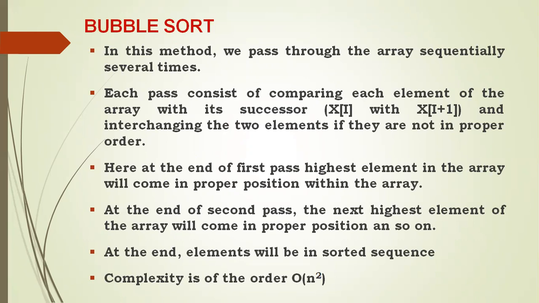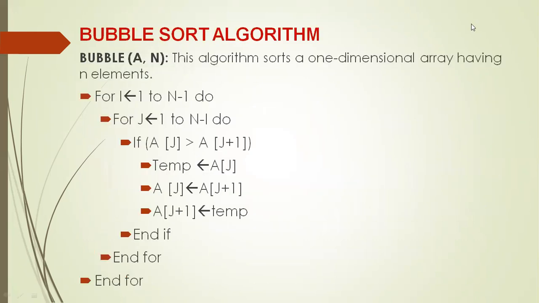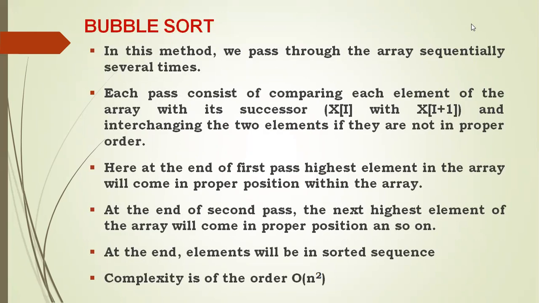Then A1 with A2, A2 with A3, A3 with A4. Then the next element will go to the 4th place. Then in the next pass, A1 with A2 and A2 with A3. In the next pass, only A1 is compared with A2. That means in each pass, one highest element will go to the last place.